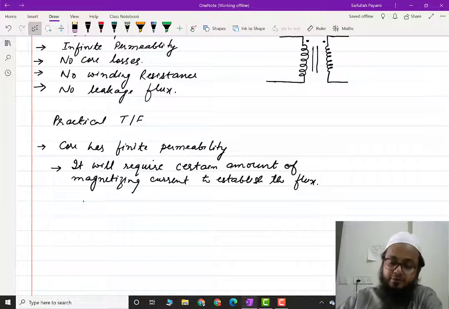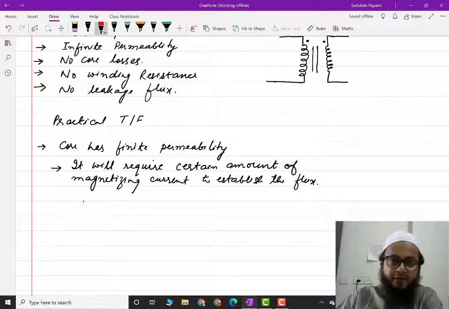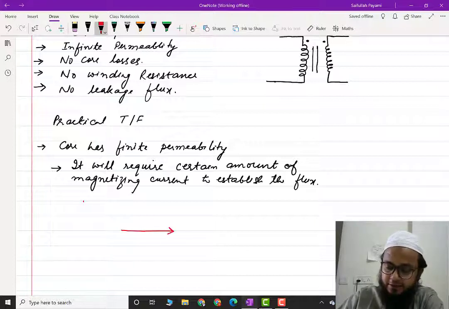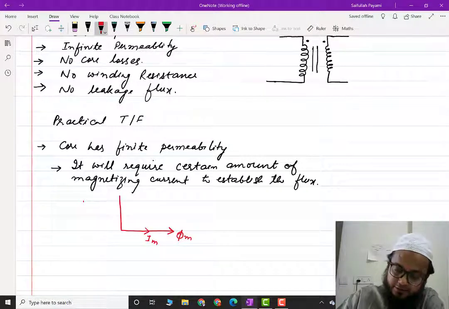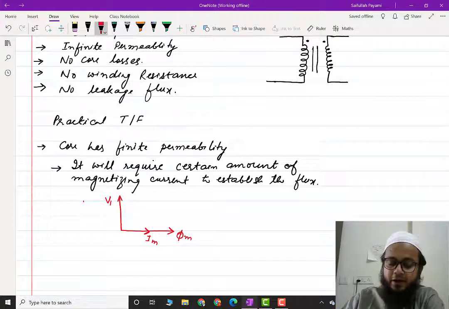So we have seen the phasor diagram of an ideal transformer, either by convention 1 or convention 2. In both the conventions, if this was my phi m and this is Im, the applied voltage V1 was in this direction. Earlier this Im was for an ideal transformer, we said that is almost 0, but now there would be a certain amount of Im here, which I am showing in phase with the phi m.